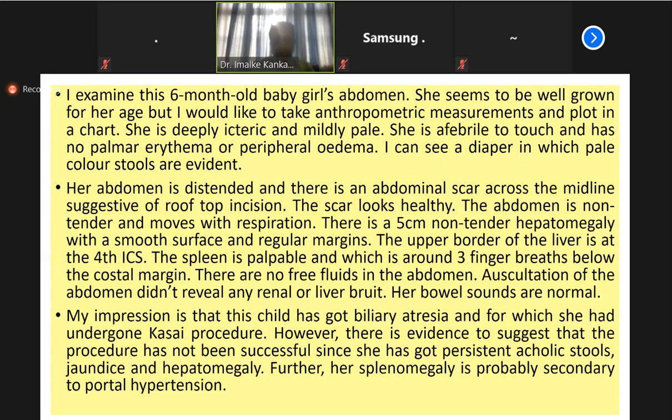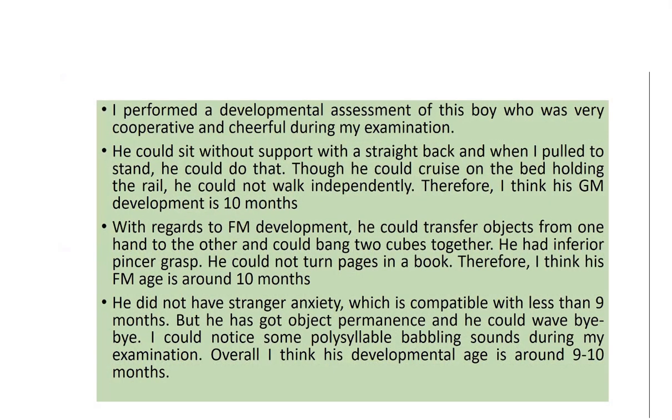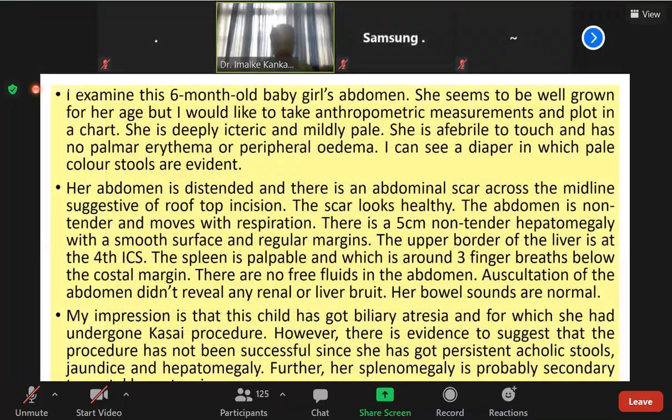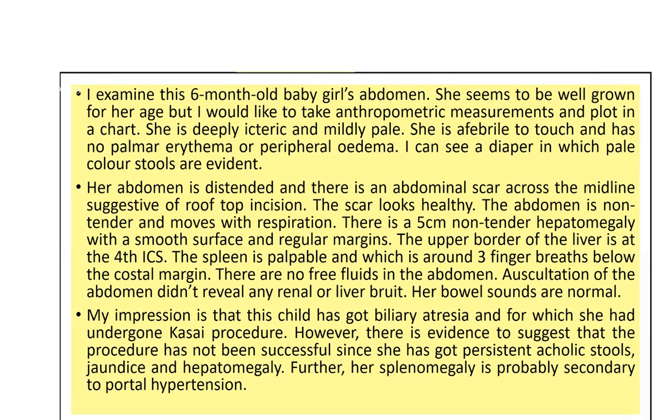So how are you going to present? Okay, I examined this 6-month-old baby girl's abdomen. She seems to be well grown for her age, but I would like to take anthropometric measurements and plot them in a chart. She's deeply icteric and mildly pale. It's very important to say deep, mild. So these terms are important.